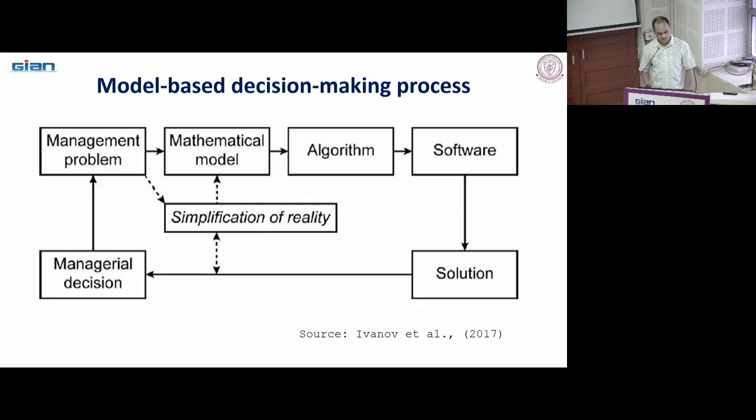What do you do? Suppose your problem is a facility location problem. You identify all the problems, constraints, parameters, and in the mathematical model, what do you do? Do you exactly replicate the real situation in your model? Is it possible? No. Then what can you do?